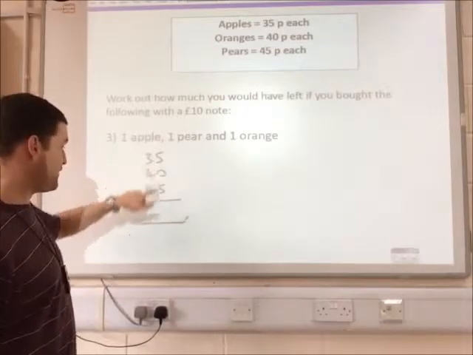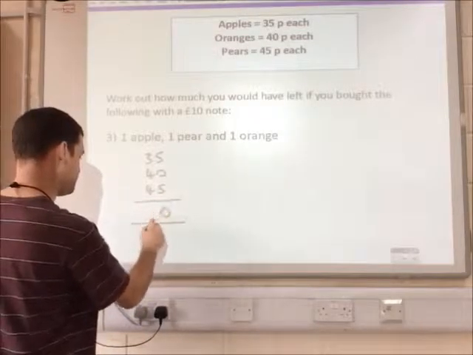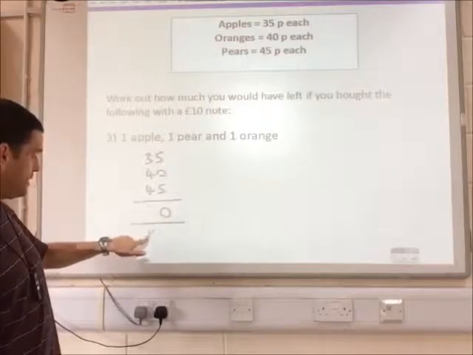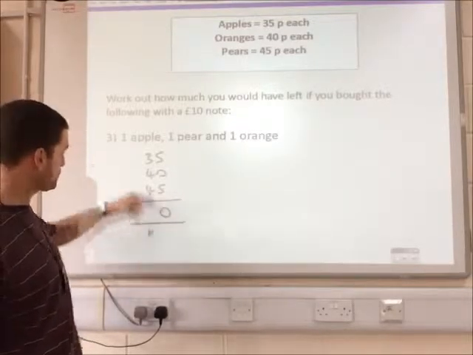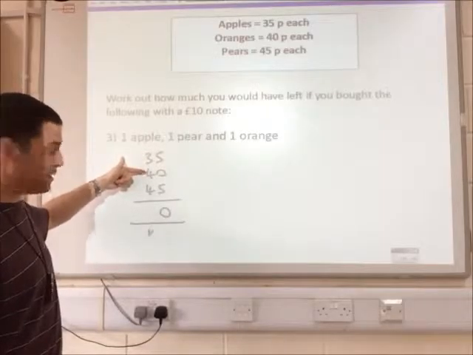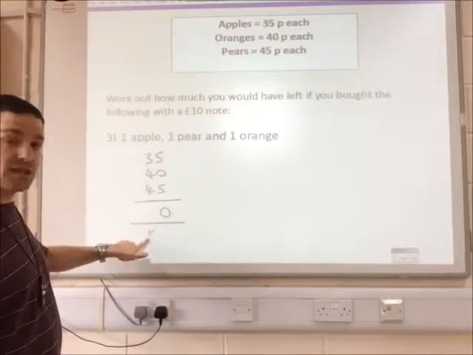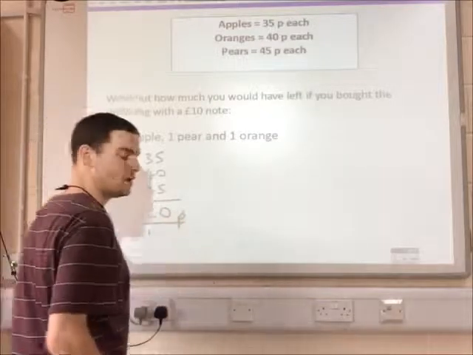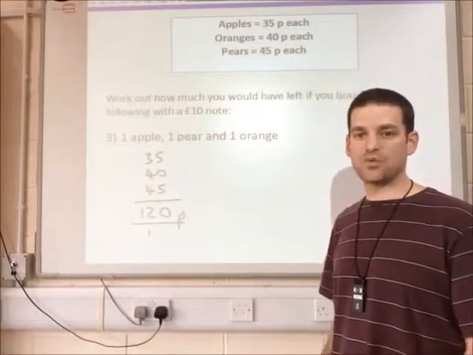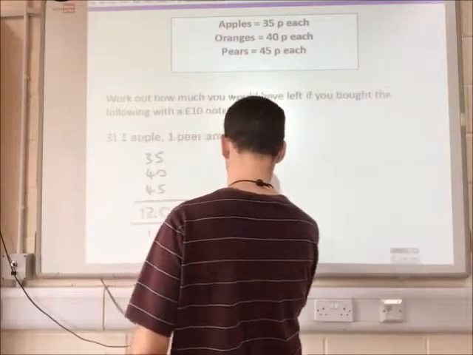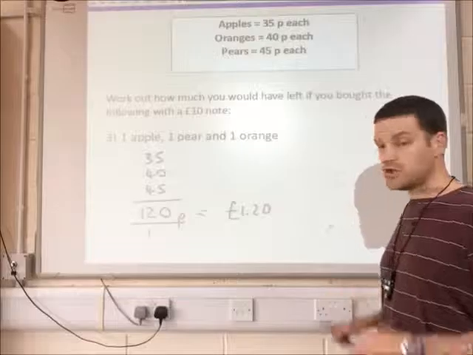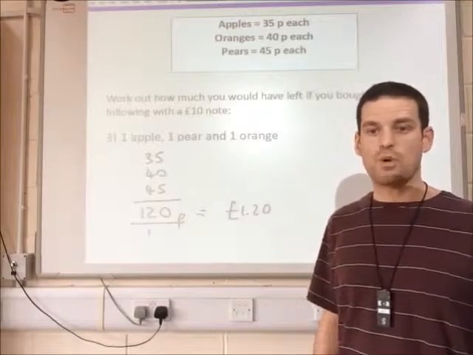Okay, so as before, 5 and 5 is 10. So I'll put a 0 in the units column and carry 1 over to the tens column. 3 plus 4, that's 7, plus 4 is 11, plus the extra 1 that we've carried over. That's 120 pence. So in total that comes to £1.20.